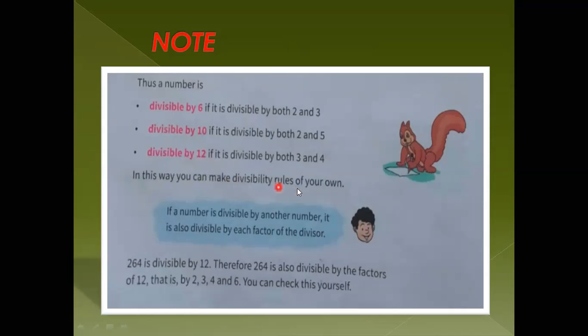In this way, you can make divisibility rules of your own. If a number is divisible by another number, it is also divisible by each factor of the divisor. Suppose, for example, 264 is divisible by 12. So therefore, 264 is also divisible by the factors of 12. You know that the factors of 12 are 2, 3, 4 and 6. So like this, 264 is divisible by 2, 3, 4 and 6 also. You can cross check by yourself.